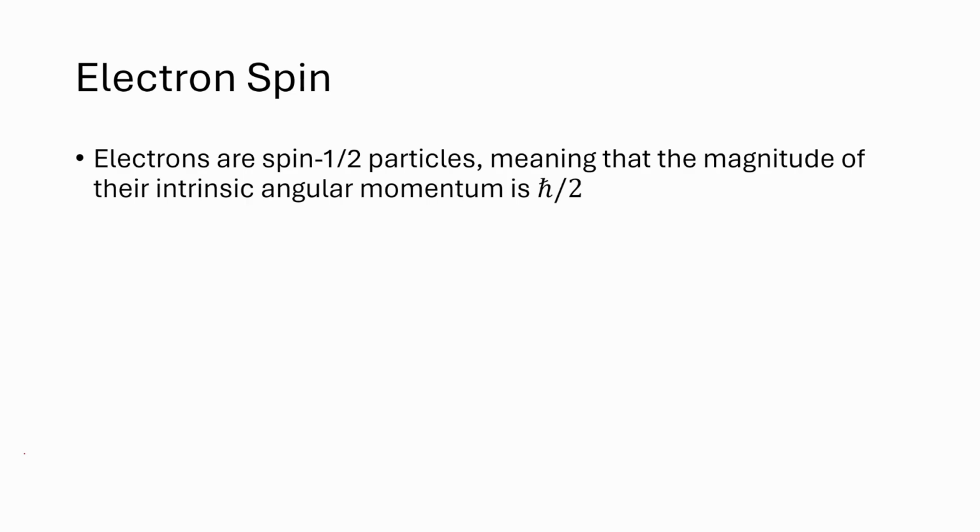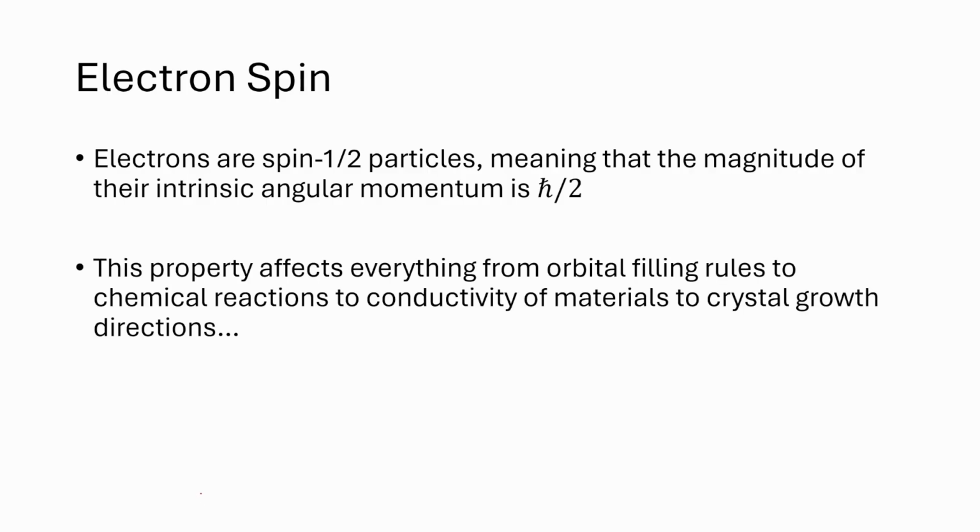So electrons have angular momentum intrinsically. Every electron in the universe just carries angular momentum by virtue of its own existence. And the magnitude of that angular momentum is h bar over 2. So that's Planck's constant over 2 pi, over 2. And I already said why this is a big deal.